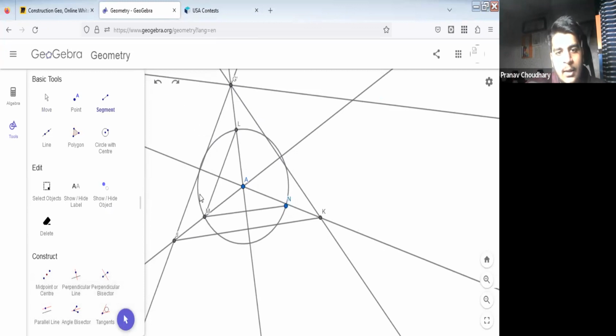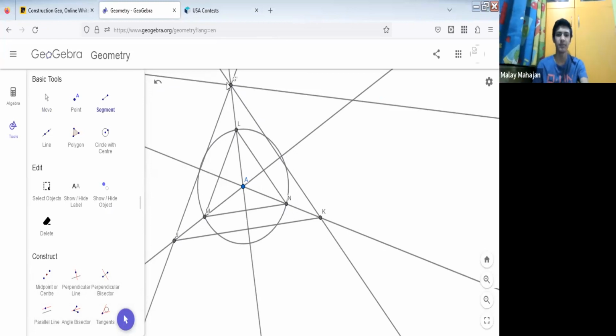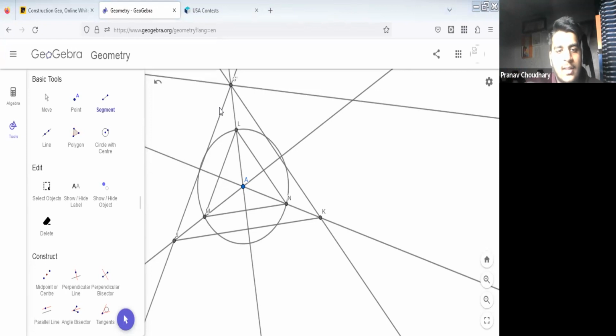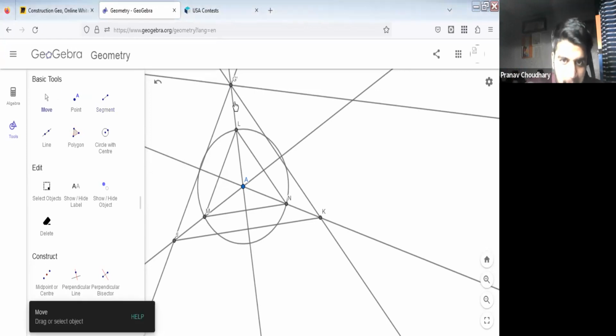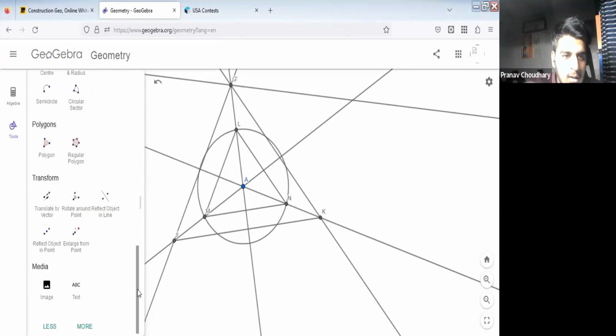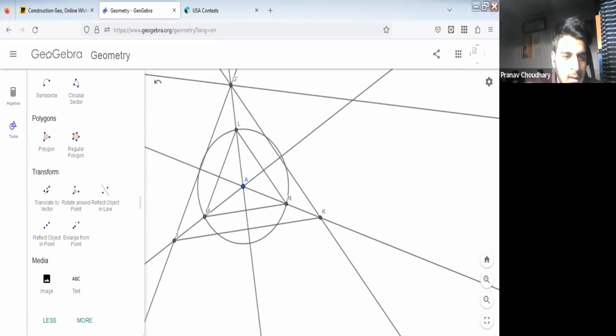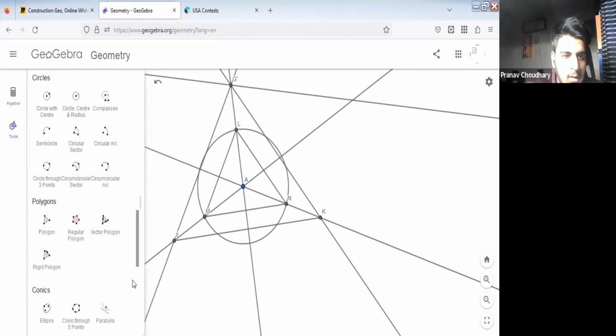Do you see why these things should be parallel to the original triangle? Why is LM parallel to G dash J?